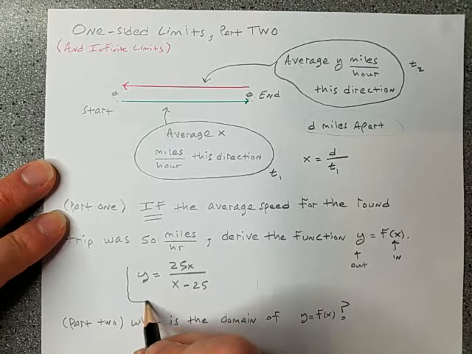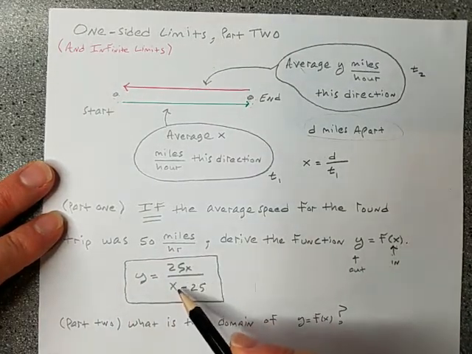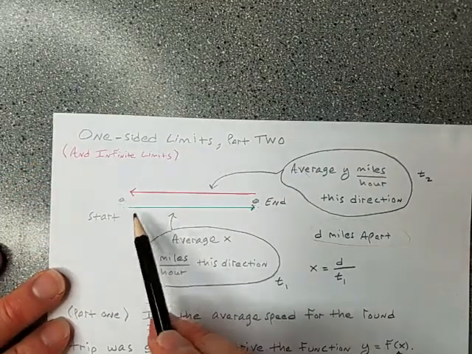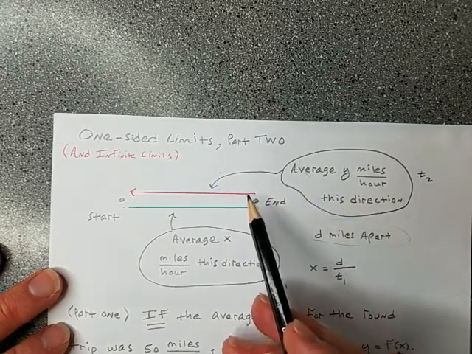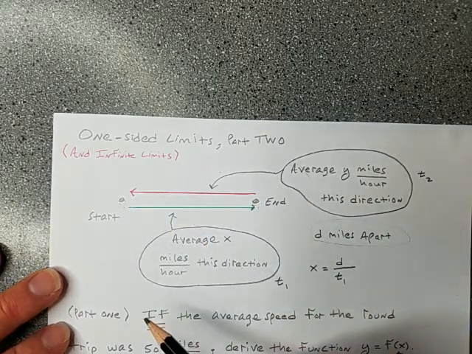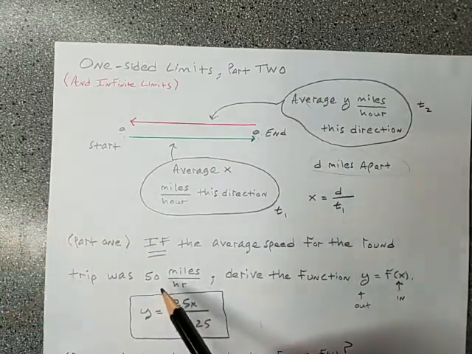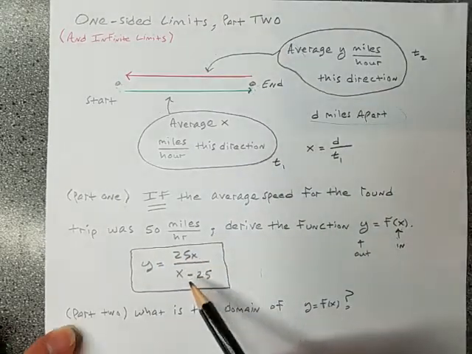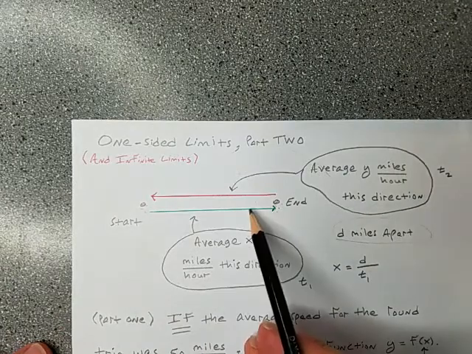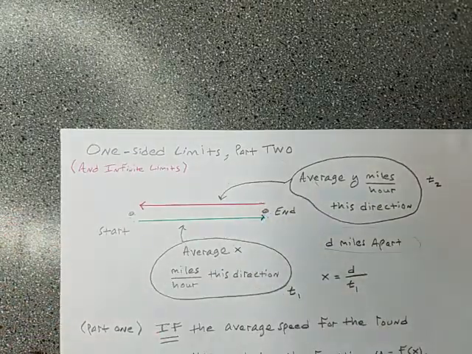All right, there. So what does this function do? You plug in the x, which is the average speed in this direction, and it will calculate y, what the average speed on the return journey needs to be. What assumption is built into that? That the average speed for the entire trip was 50 miles an hour. So if the entire trip has an average speed of 50 miles an hour, and you tell me what the average is in the green direction, this will calculate y, the average in the return direction.